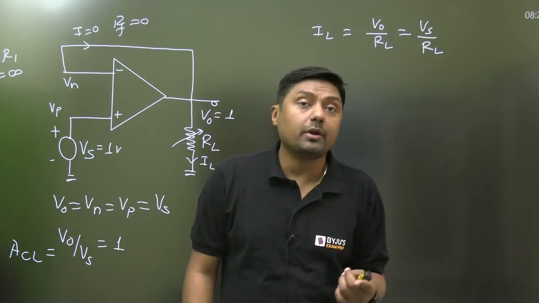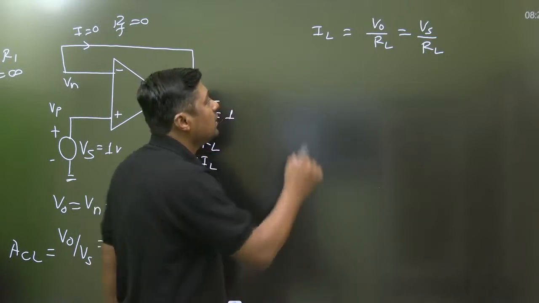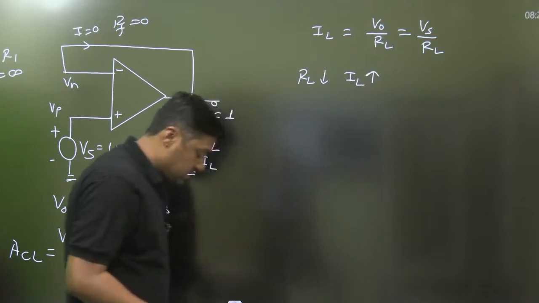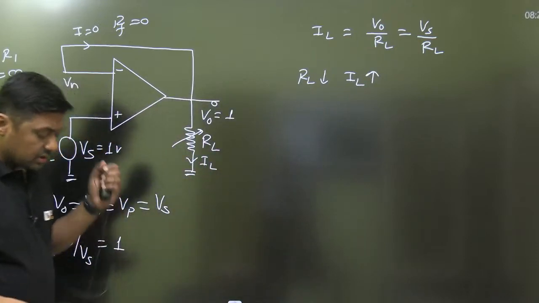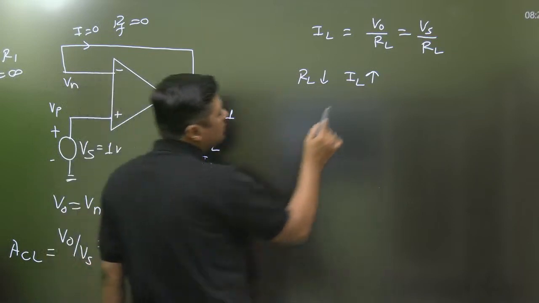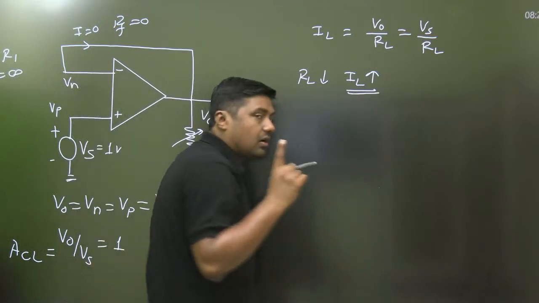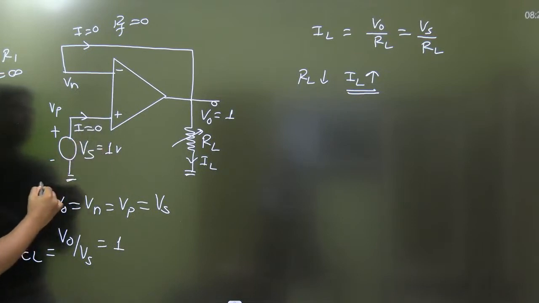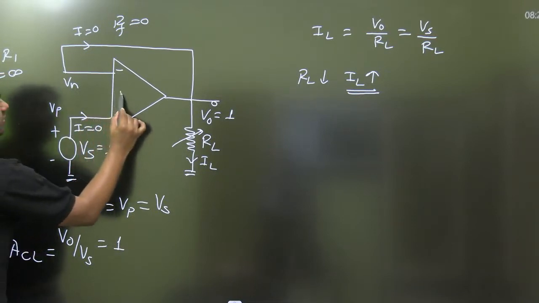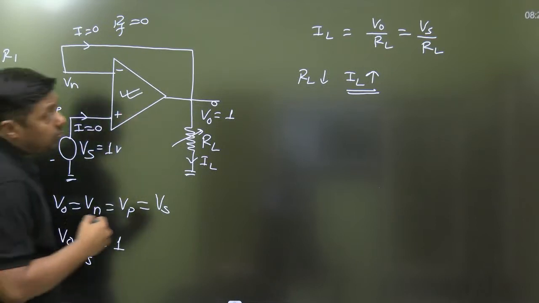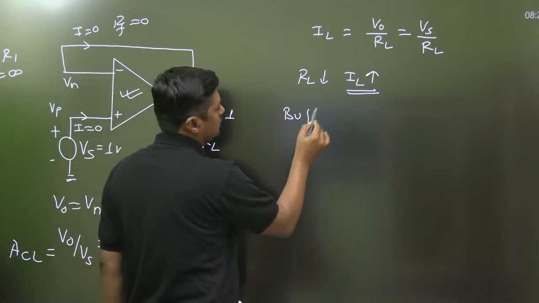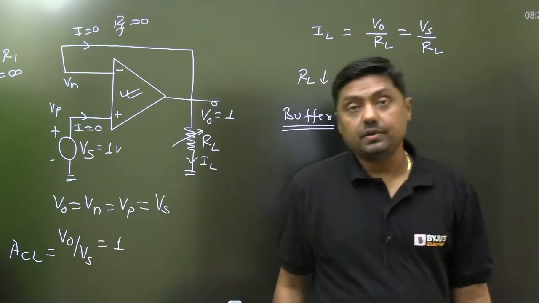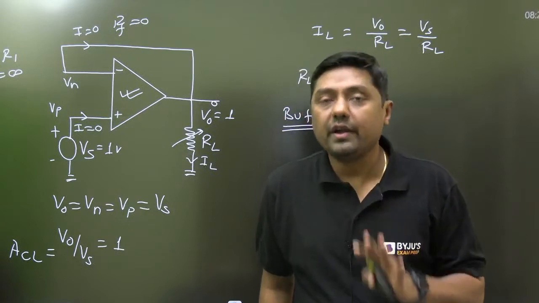What about the requirement of the current? It will increase. If I am decreasing the RL, IL will increase. That is called more current is required. But every time the current given by this battery is 0. All extra current will be given by this, and that's why it is called buffer. Current gain should be high. It will provide the required current.